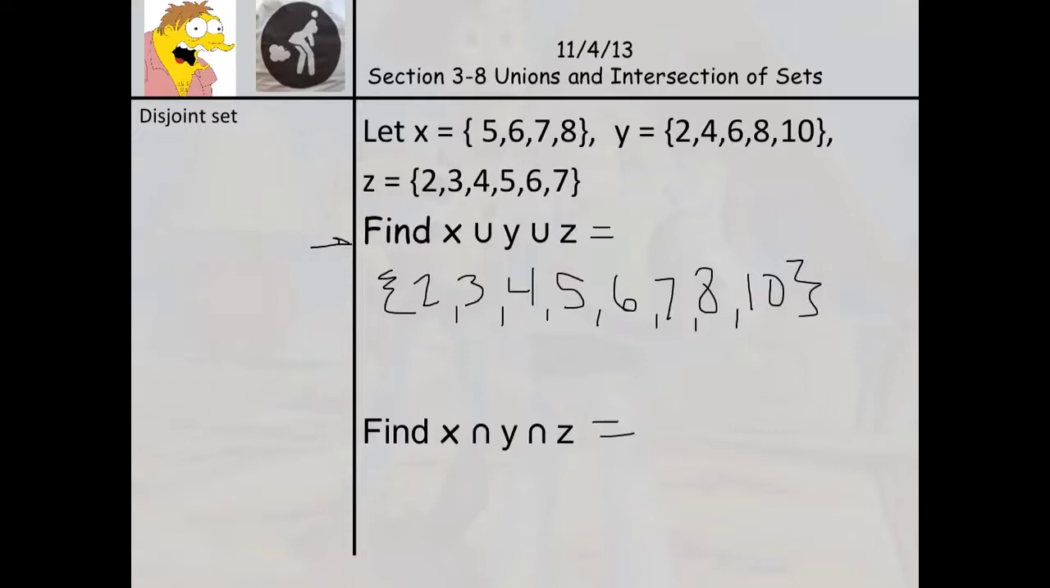Now for the intersection, it's what they all have in common. You could take in parts, X and Y, and then see what that has in common with Z. Really what we're looking for is what they all would have. And if I'm looking at this, I see 6, 6, 6, so they all have 6 in common. They don't all have a 5 in common. They don't all have a 4. They don't all have an 8. So it looks like our answer in this case is just a 6.